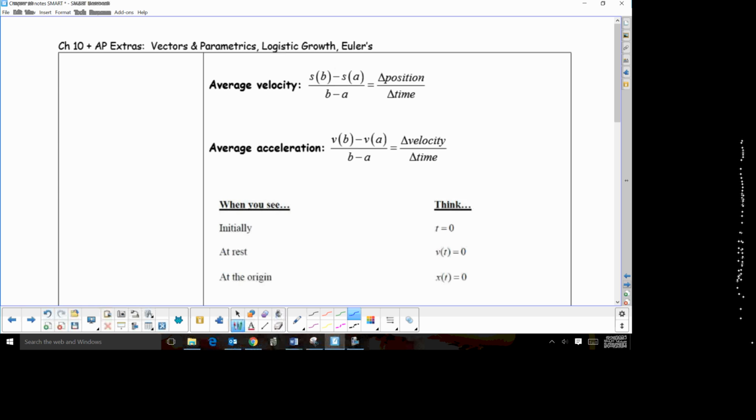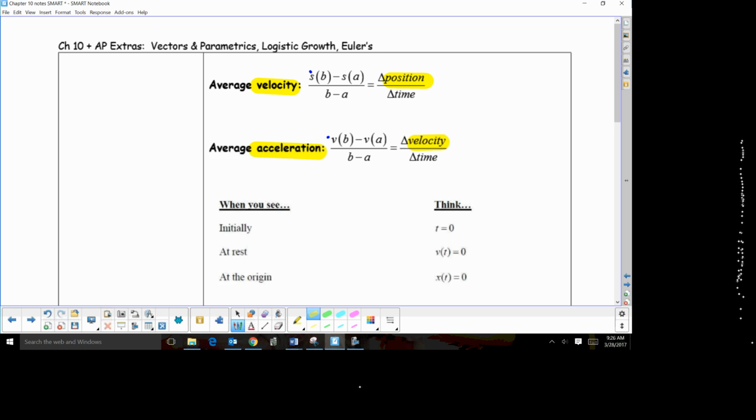Okay, so some other things to remember. Average velocity. Do we ever use the velocity function? No, unless we are doing what? Okay, so average acceleration is the change in velocity. Average velocity is the change in position over the change in time. So just pay attention to those. Make sure you see, hey, average velocity is the change in position. Average acceleration is the change in velocity when we're doing that.